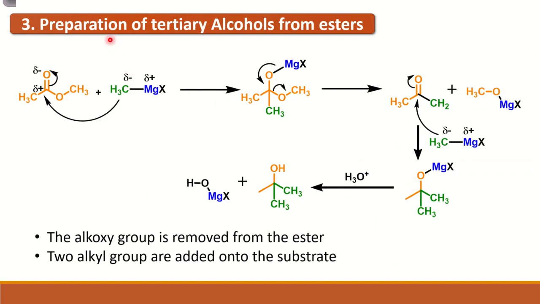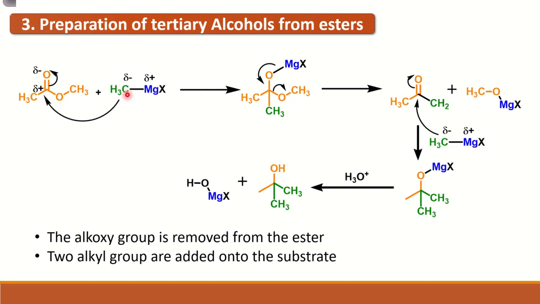So the next is preparation of tertiary alcohol from esters. This is the most important topic of this Grignard reagent. So an ester on treatment with a Grignard reagent produces a tertiary alcohol. You can see here how it forms, this is very important. This reaction is very important mechanistically.